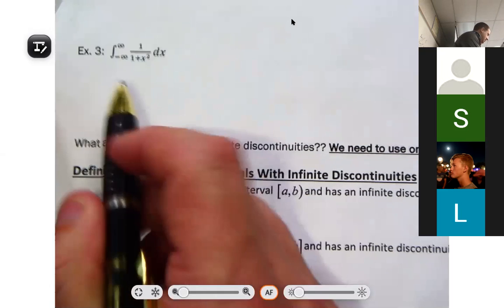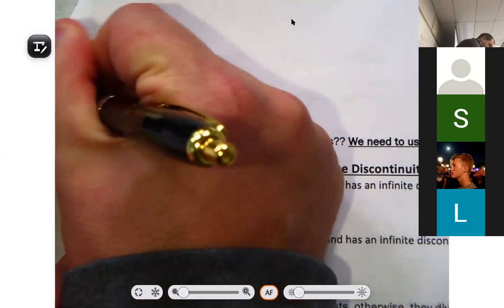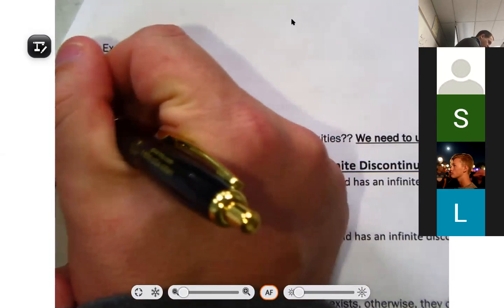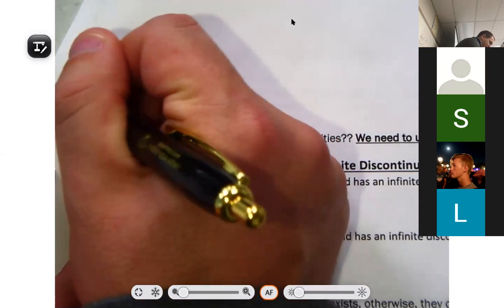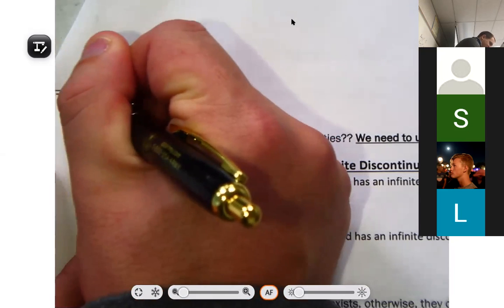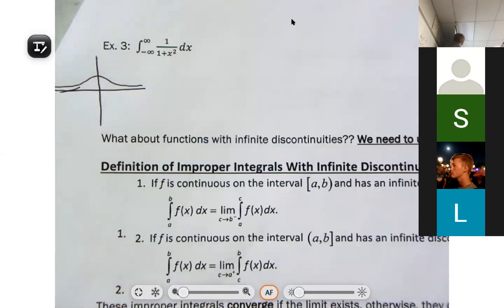But the graph of this, I want to show you the graph of this. I don't know if you guys would know this or not. I would have no idea. The graph of this function, oh, crap. I didn't mean to hit the x-axis. The graph looks like this.